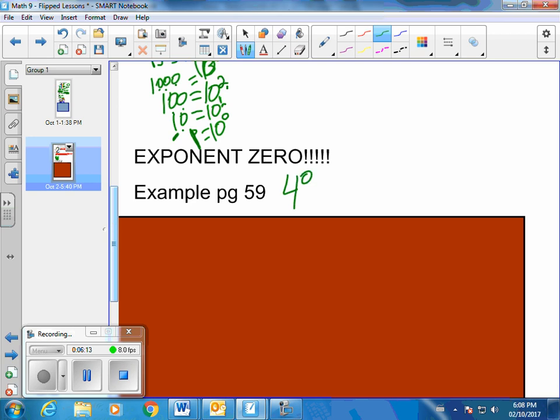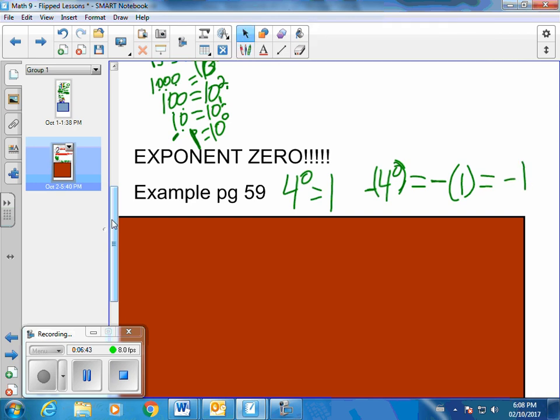But all numbers equal 1 to the power of 0. So if we have negative 4 to the 0, we're going to pretend that the 4 and the 0 are in brackets. So what we actually wind up with is negative 1, which then winds up being negative 1.